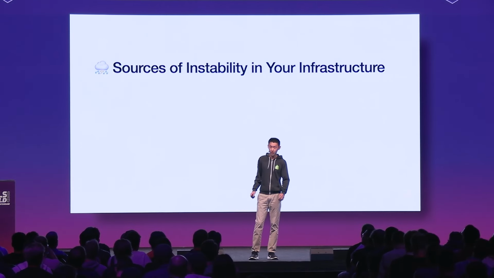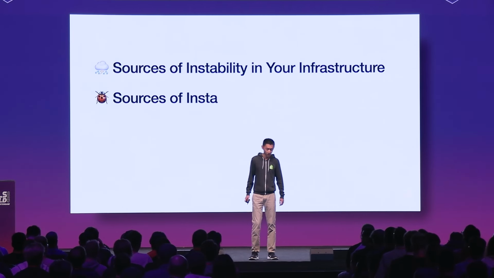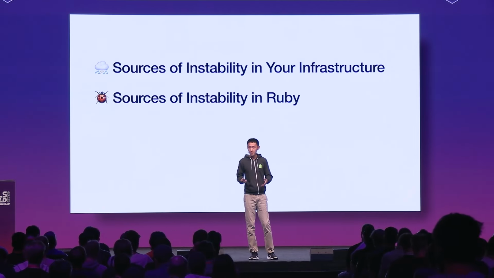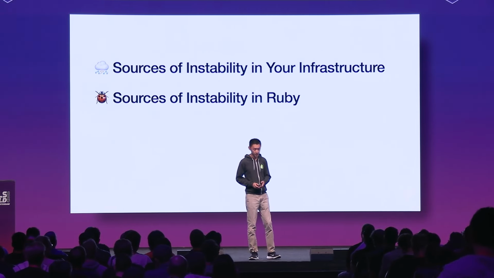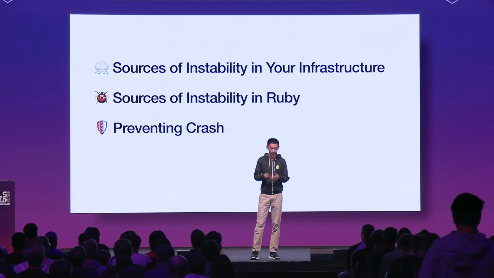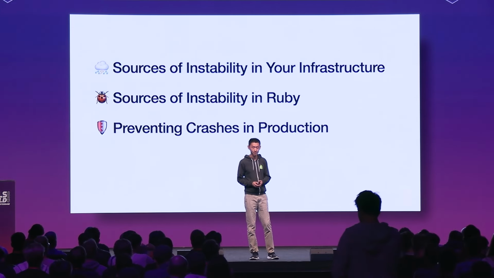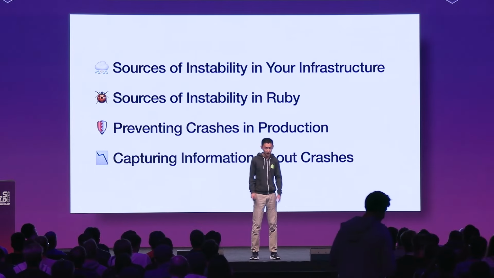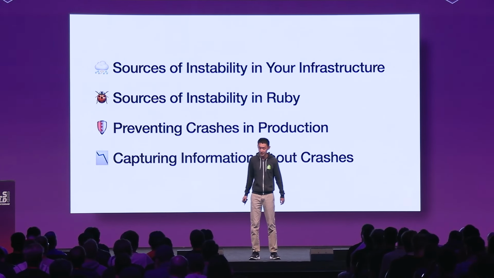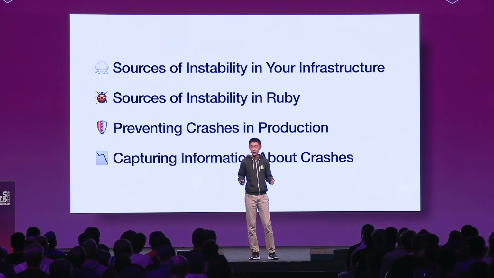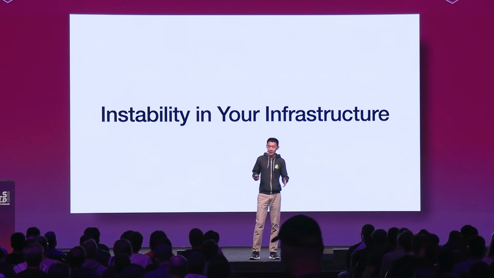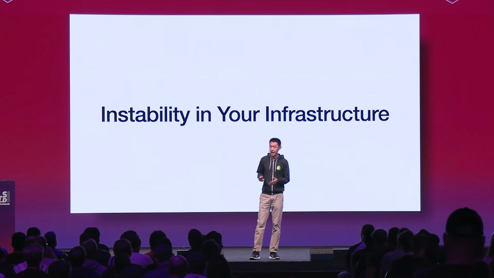So first, I'll talk a little bit about the outline of this talk. We'll first take a look at what the infrastructure of a typical Rails app looks like, the teams that you might have maintaining this, and where you might have blind spots in your infrastructure. We'll then take a look at some of the ways Ruby could cause instability in your infrastructure, and ways to proactively prevent crashes from happening in production. We'll end off by discussing how to capture metrics and information about crashes, and how we can use that information to debug.